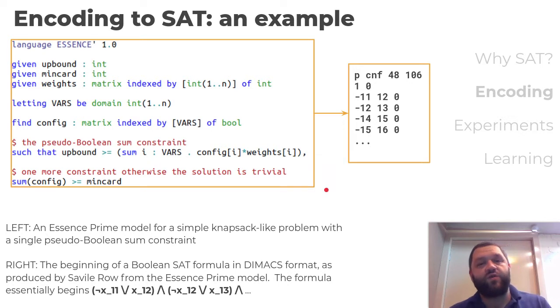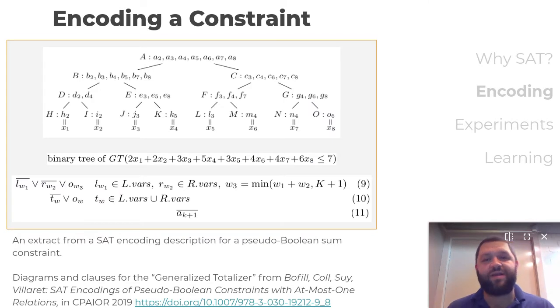The tool we use, called Savile Row, takes such CSP models. It applies various optimizations and reformulations and produces models suitable for a variety of backend solvers, such as dedicated constraint solvers like Gecode or Minion, or for SAT solvers. So here is an example, the beginning of a SAT formula in conjunctive normal form, with each line showing a different clause. I will describe one encoding for a PB constraint.